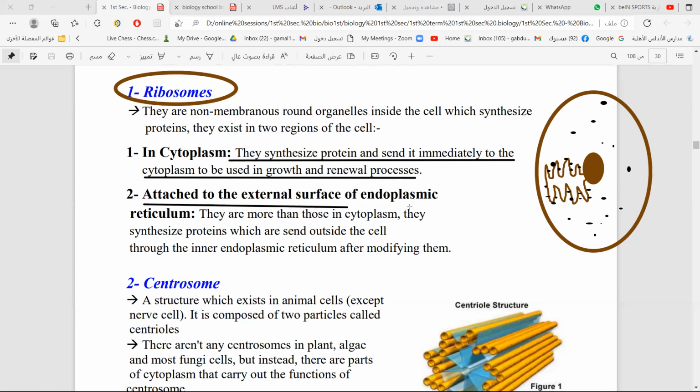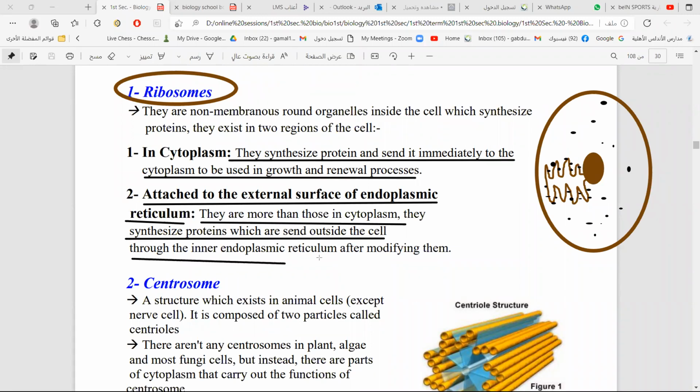They attach to the external surface of the endoplasmic reticulum. The number of ribosomes on the endoplasmic reticulum is more than in the cytoplasm. They synthesize proteins which are sent outside the cell through the inner endoplasmic reticulum after modifying them. So they produce proteins, hormones, or enzymes, and you can send them by the endoplasmic reticulum to other parts of the cell or to another cell.